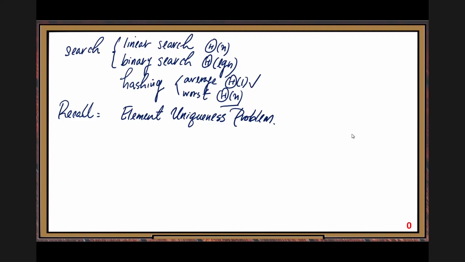Given an array with n elements, how do you check if all the elements in that array are unique? Unique, return true. Not unique, return false. That question we did before, right? We did it in module one, after our polynomial evaluation problem.